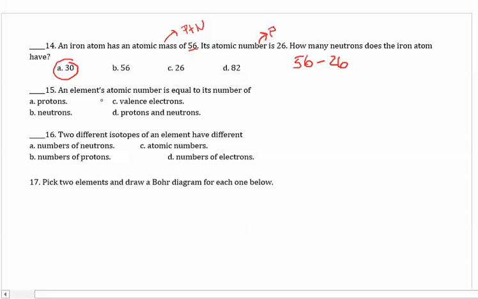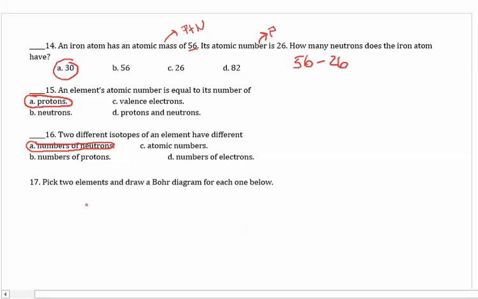Number 15, an element's atomic number is equal to its number of, and we just said that a second ago. So atomic number is protons by itself. It's the big number on the periodic table. Number 16, two different isotopes of an element have different blank. Now isotopes, the key there is neutrons. So that'd be A again, number of neutrons.